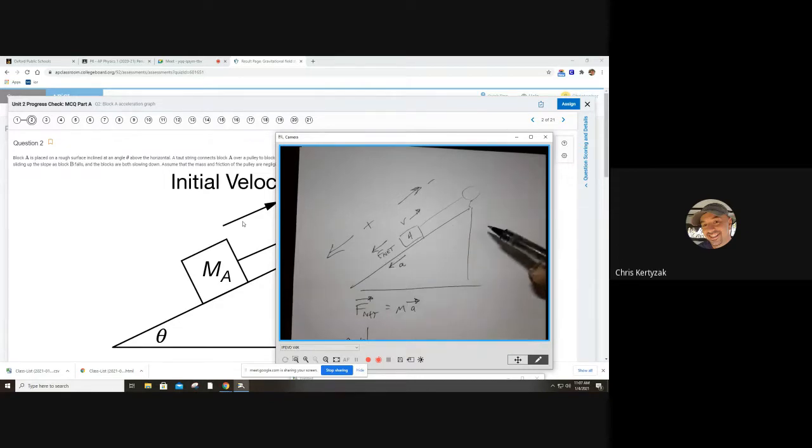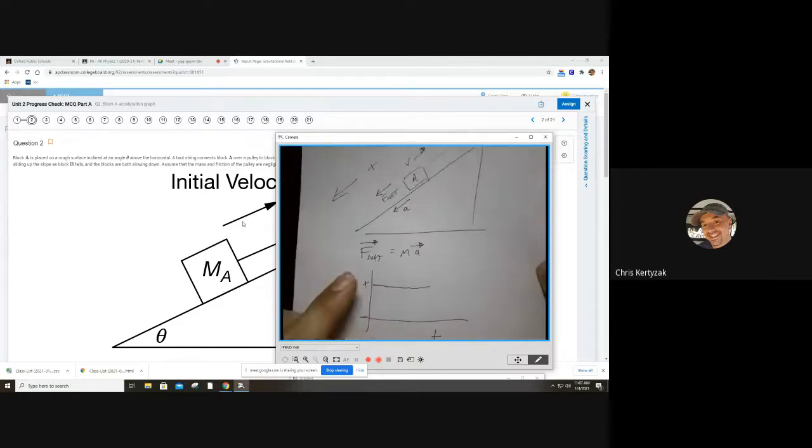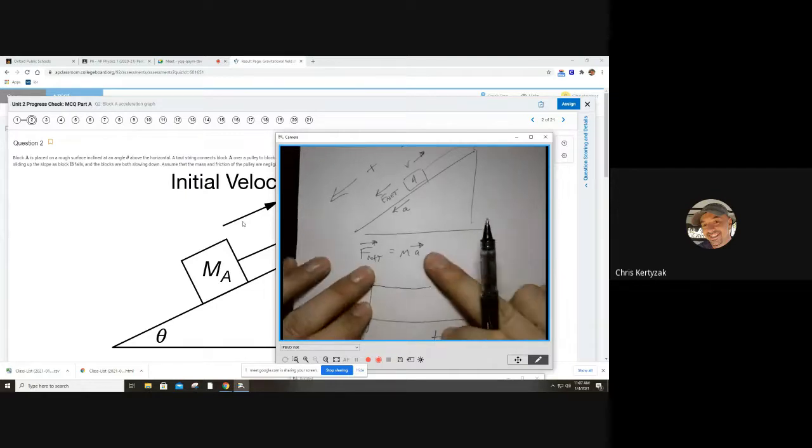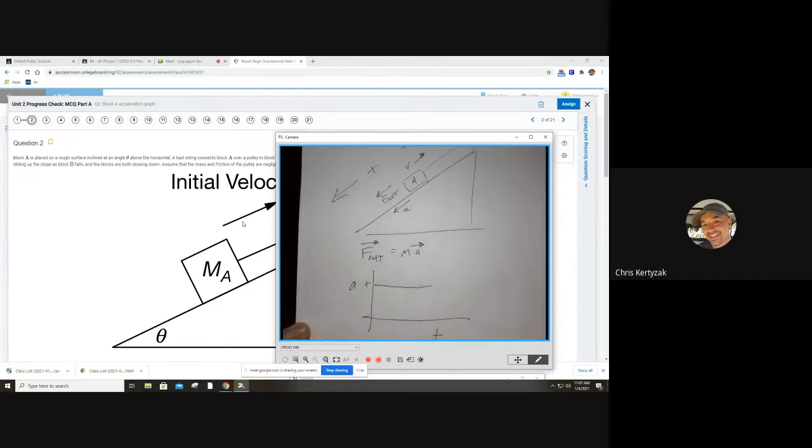Even for this guy over here, the tension pulling him up and his weight down, none of those forces change, constant. So if the net force is constant, we know the acceleration has to be constant. If the net force is increasing with time, the acceleration is increasing with time. If the net force is decreasing with time, then the acceleration is decreasing with time. When one is constant, the other is constant, which is why this has to be flat.